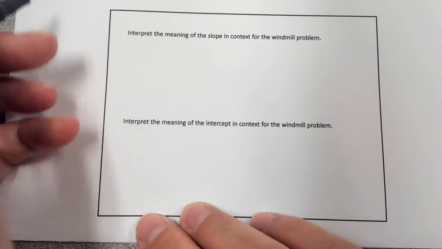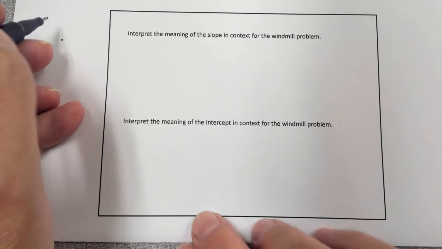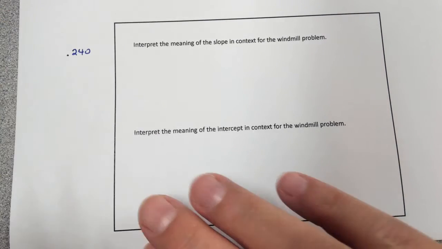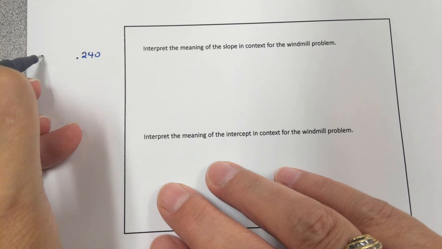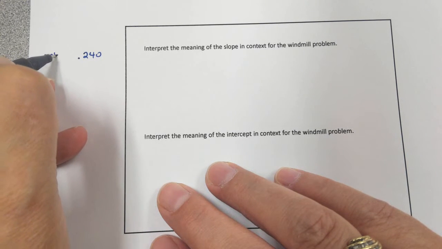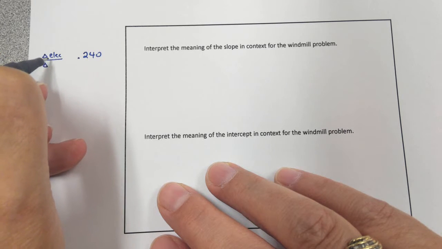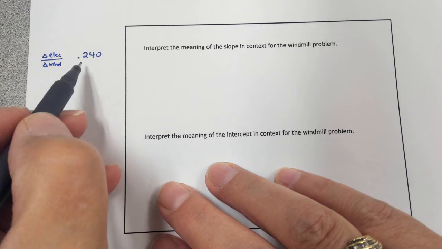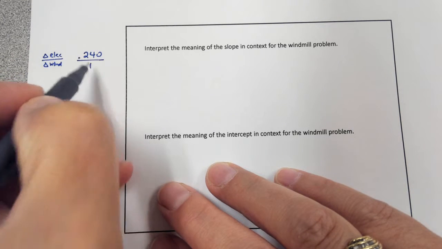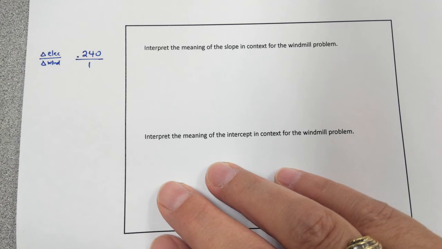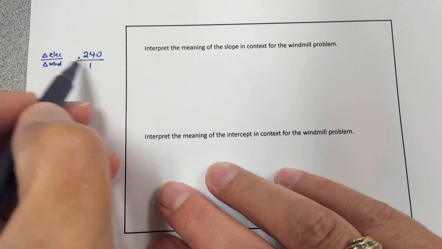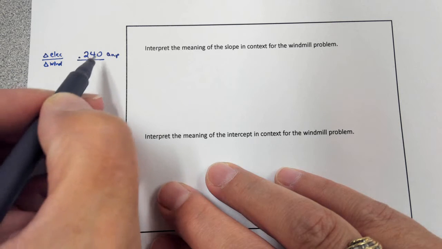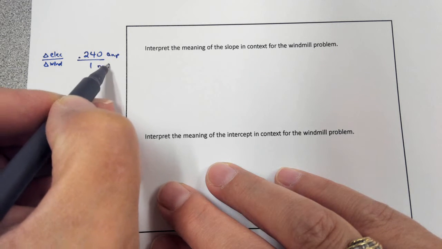So for the problem we just did, we want to interpret the meaning of the slope. So the slope was 0.240. Okay, so I'm going to make some notes to the side first. Slope was 0.240, and I know that slope is change in y, which is change in electricity, over change in x, which is the wind speed, wind velocity. To make 0.240 a fraction, I need to put it over 1. So that means we're having a change in electricity of 0.24 amperes over 1 mile per hour.